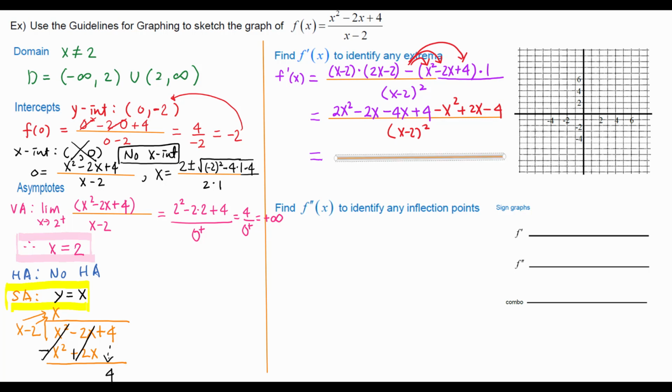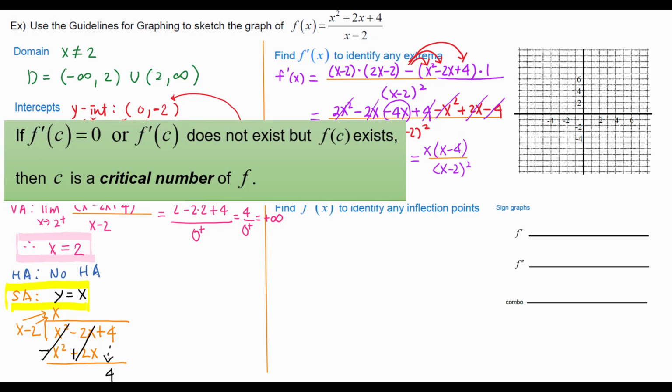by combining like terms. 2x squared minus x squared gives you x squared. Negative 2x plus 2x is 0, but you still have minus 4x. And a positive 4 and a negative 4 disappear. So it is just the quantity x squared minus 4x over the quantity x minus 2 squared. And your numerator factors as x times the quantity x minus 4, over the quantity x minus 2 squared.